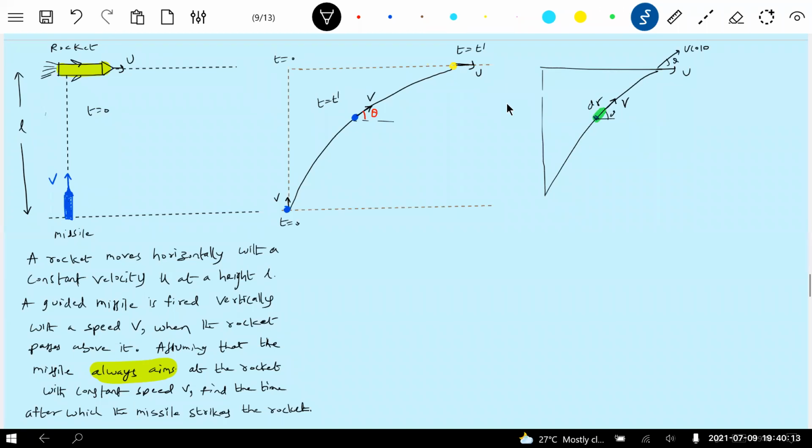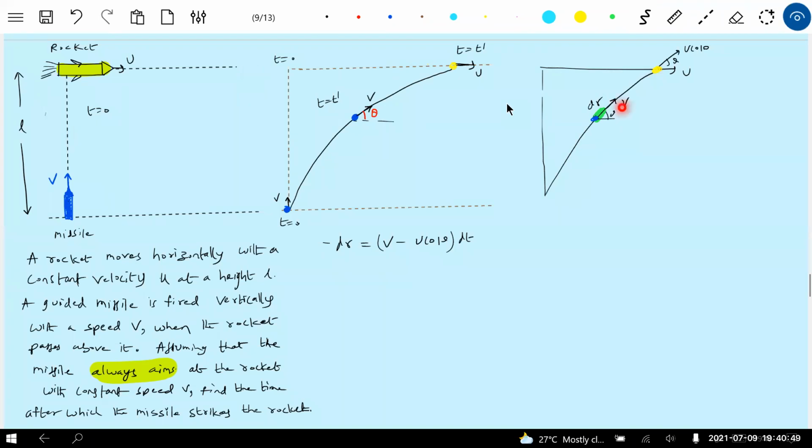Agree with this? So now I'll write this down. And what will happen to dr with time? Initially it was L. Finally it becomes 0, no? Finally the missile is going to go and strike the rocket. So let's write the relative velocity equation. dr bar minus dr bar equal to V minus U cos theta into dt. The dr bar by dt will decrease with time. Earlier it was L, finally it becomes 0.